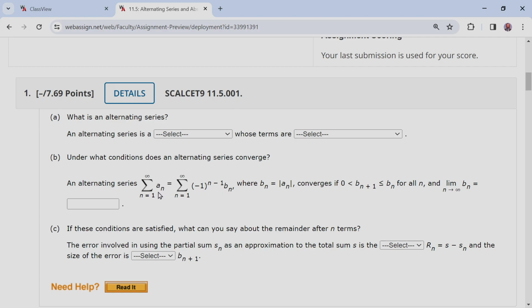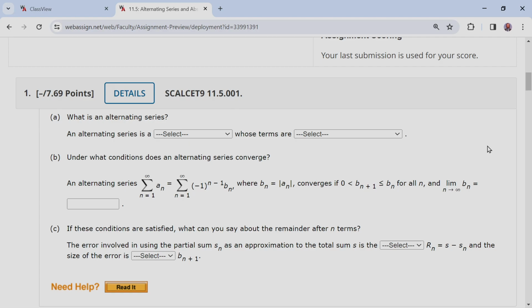Well, an alternating series, the sum of the a_n's, which is equal to this, where b_n is just the absolute value of the a_n's, would converge if the b_n's are decreasing, which is what this is saying, and the b_n's limit to 0. It's that simple. Alternating series are lovely because you have positive and negative terms. There's a cancellative effect there, and that cancellative effect makes the computations quite nice.